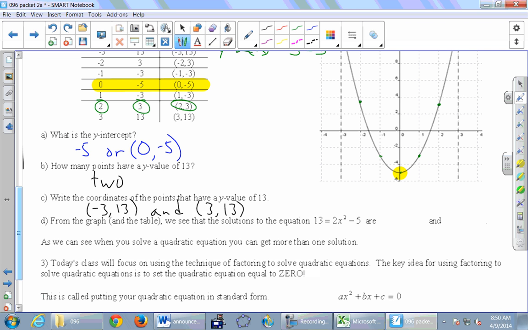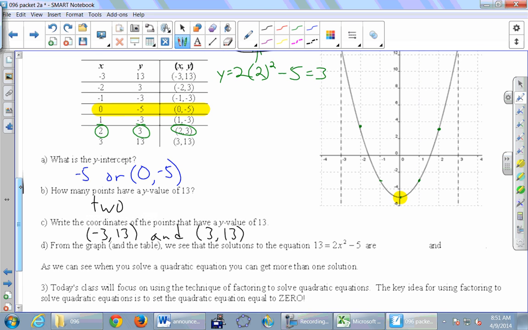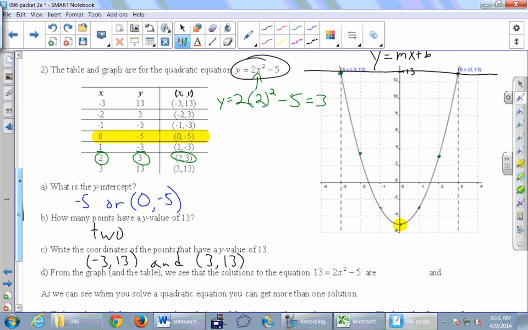Okay, part D, from the graph and the table, we can see the solutions to the equation 13 equals 2x squared minus 5 are, and then there's 2 blanks here. Okay, let's pause because there's a lot going on in that question. Looking at the right-hand side of this equation, I want us to first recognize that it's exactly the same as the right-hand side of the thing that we graphed, right? 2x squared minus 5, exactly the same in both.